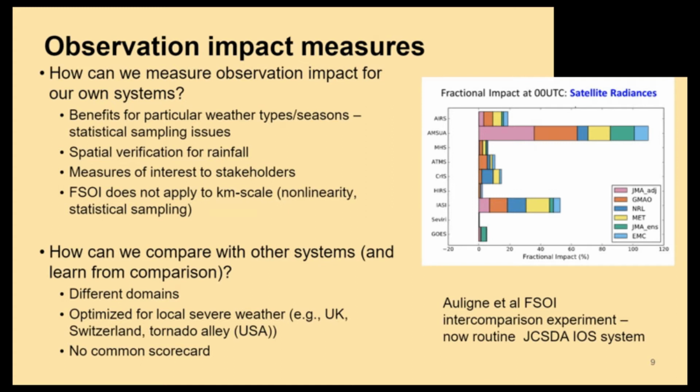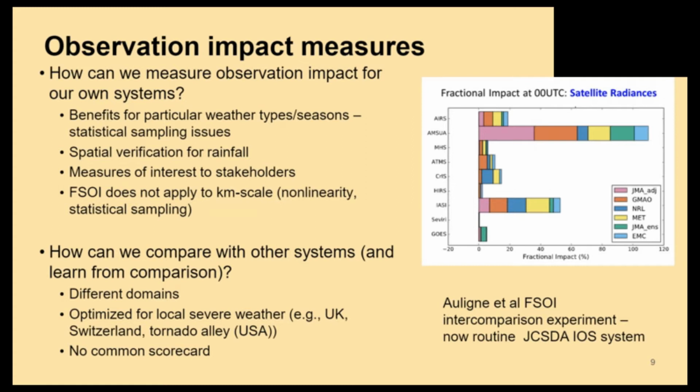However, the problem with convection permitting scales is that those kinds of measures are just not applicable, because the convection permitting systems are non-linear and the FSOIs are a pretty much linear measure, and also there are statistical sampling issues because you've only got your limited area to average over.